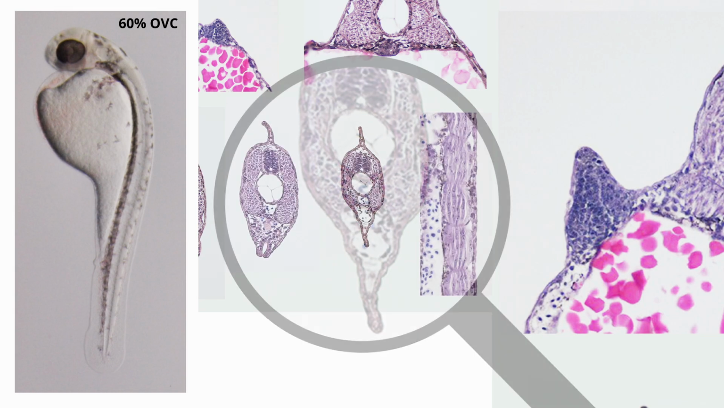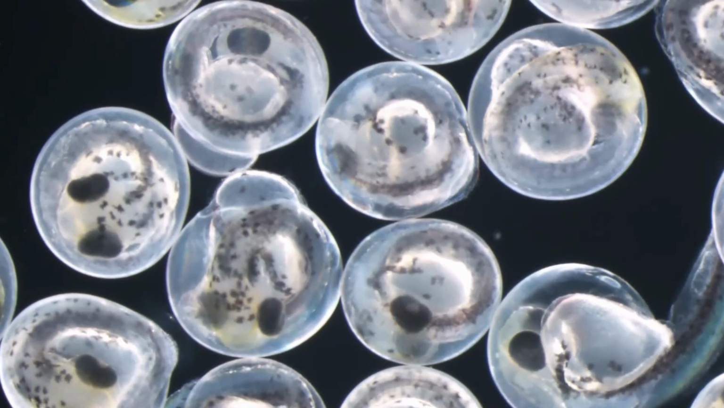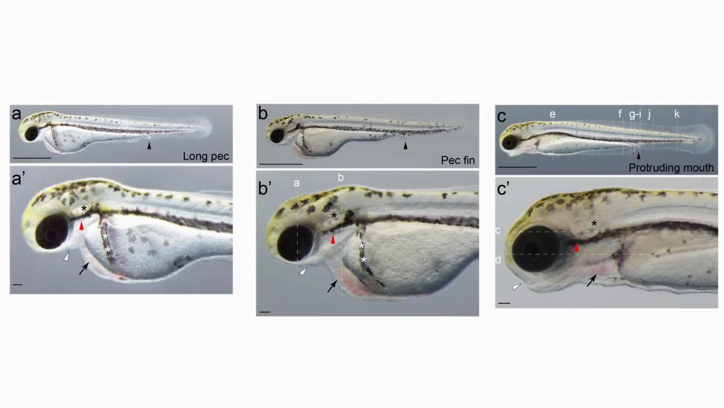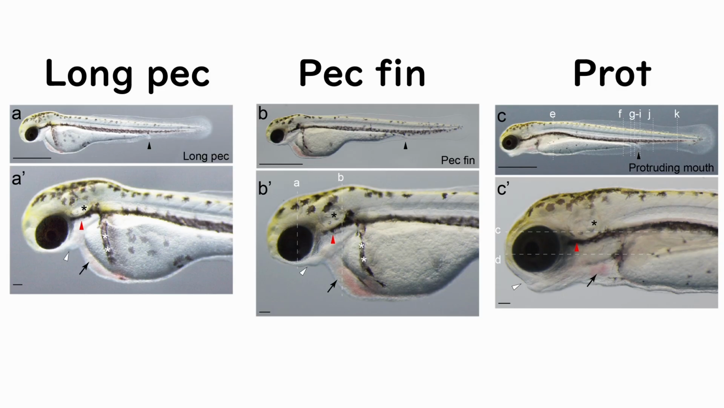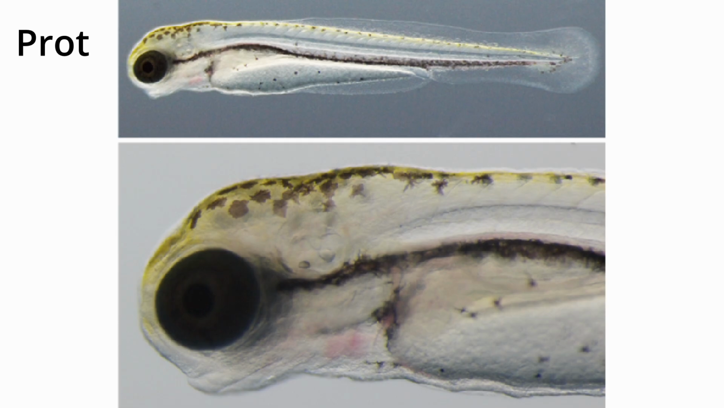Well, when you come this far, the embryo finally begins to hatch. The hatching stage goldfish embryo can be divided into 3 stages, called long peck, peck fin, and protruding mouth. Of these, long peck and peck fin are divided based on the shape of their pectoral fins. The protruding mouth stage can be clearly distinguished from the other stages by the shape of the head. Let us examine in detail.